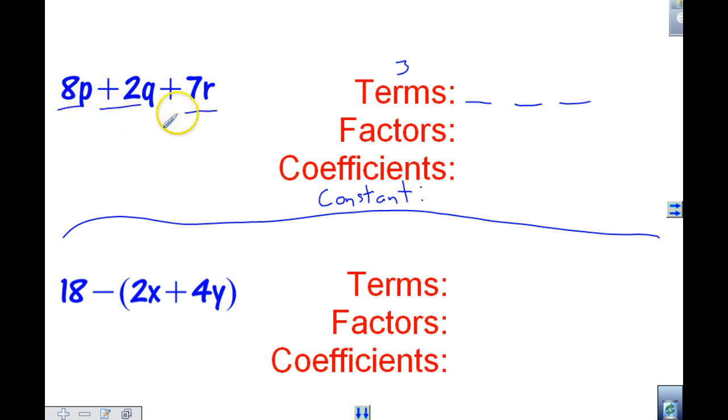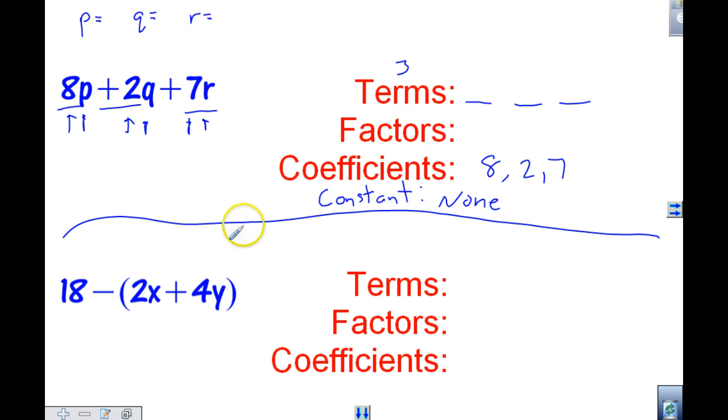The factors are 8p, 2q, and 7r. The coefficients are 8, 2, and 7. And the constants are? No, there are no constants. Every term has a variable. So to solve this, you just have to be given what p equals, q equals, and r equals, and then plug it in. Good. So that's level 1.